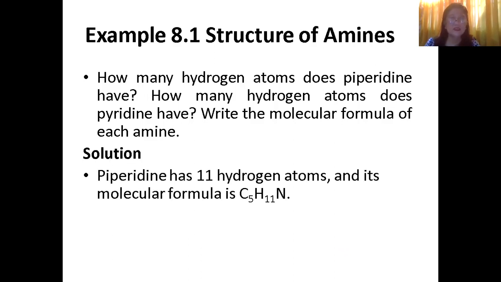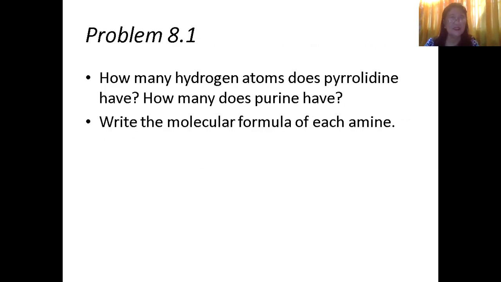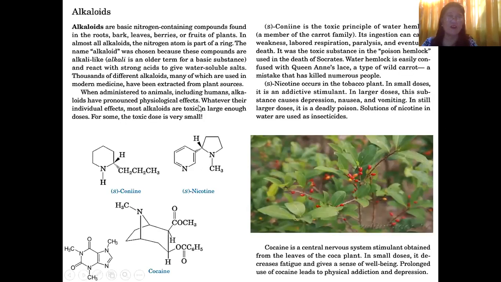So, here is an example. An example of this heterocyclic aromatic amine is the alkaloids. Actually, alkaloids are one of the components of the so-called phytochemicals. What do you mean by phytochemicals?